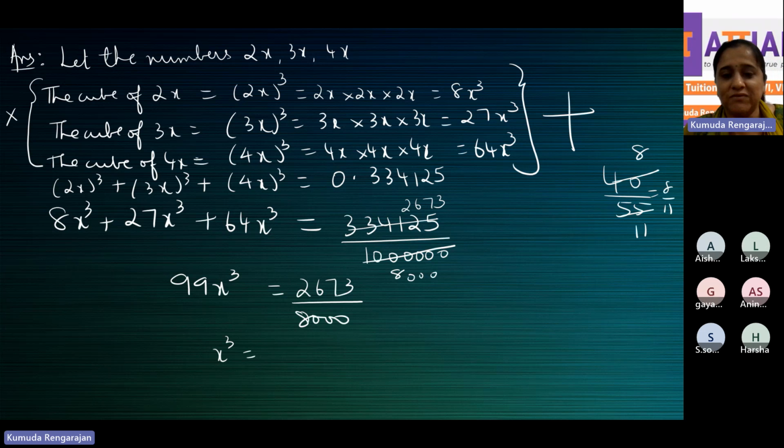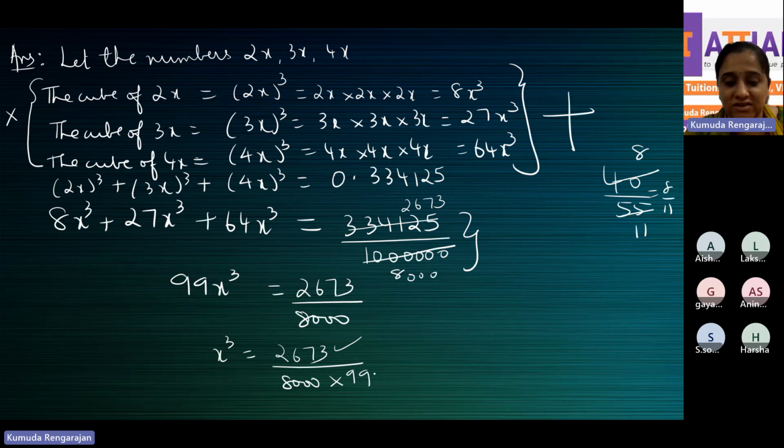So here, simplification takes the first place. You have to simplify and then bring this 99 for division. Don't bring the 99 also for division. Do one thing at a time. To simplify, now bring the 99 for division. 2673 divided by 8000 into 99. Now check if this one and this one can be simplified.